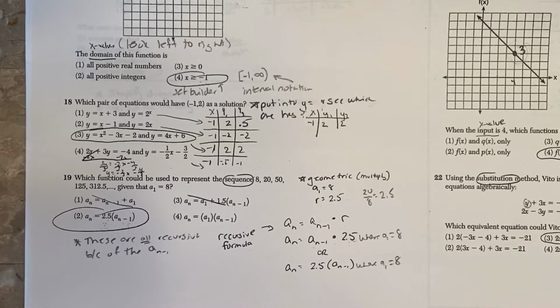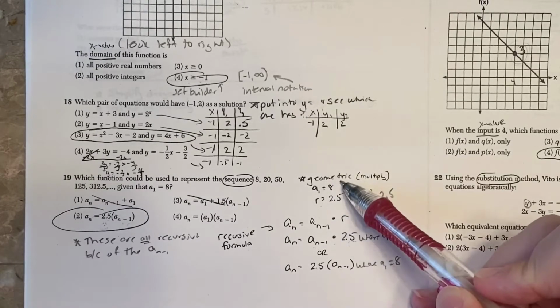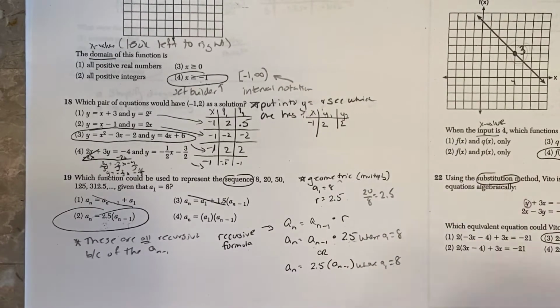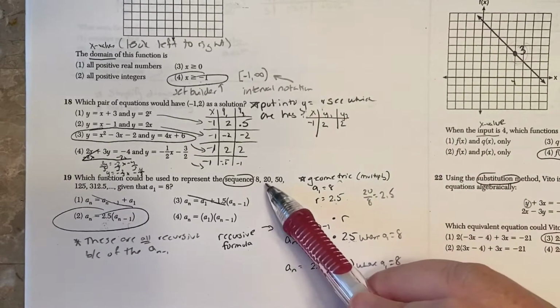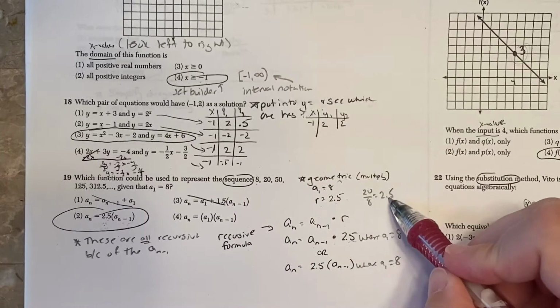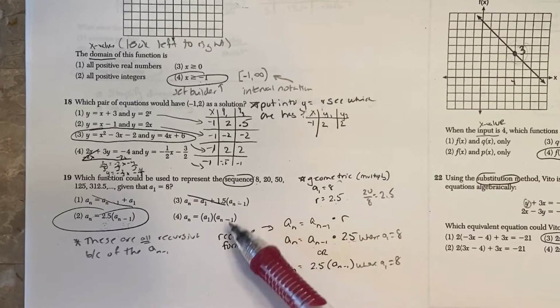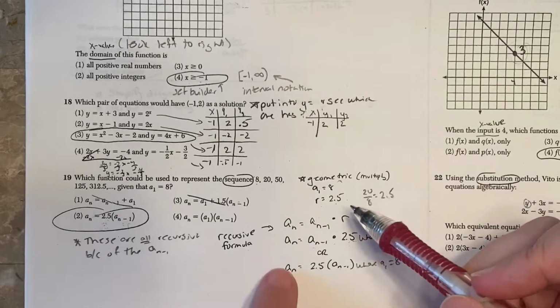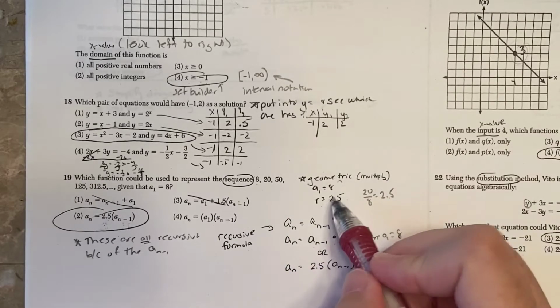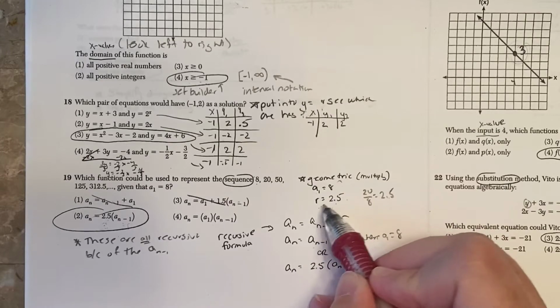All right, 19, which function could be used to represent the sequence? 8, 20, 50. Okay, so first of all, you have to notice that this is geometric. It's going up by a constant ratio, not a constant difference. And that ratio is 2.5. You just take 20 and divide it by 8, you get 2.5. So it wants an equation. If you notice, all of these are recursive because it's n minus 1. So recursive, you need a sub 1, and you need r. So a sub 1 is 8, r is 2.5.